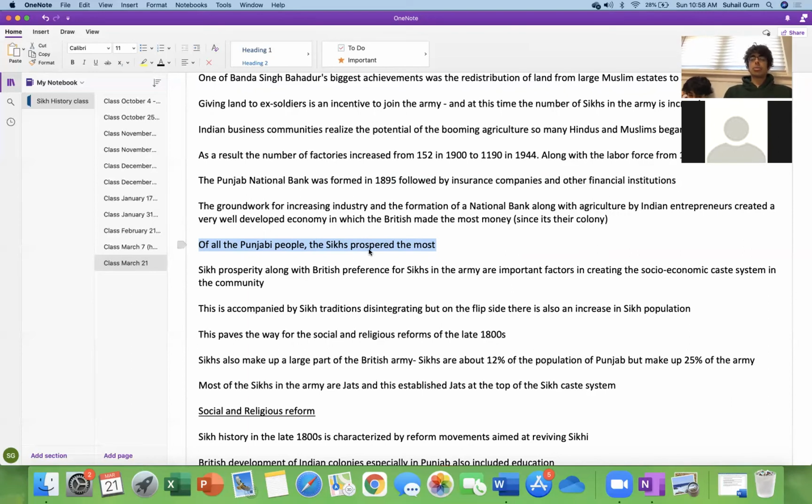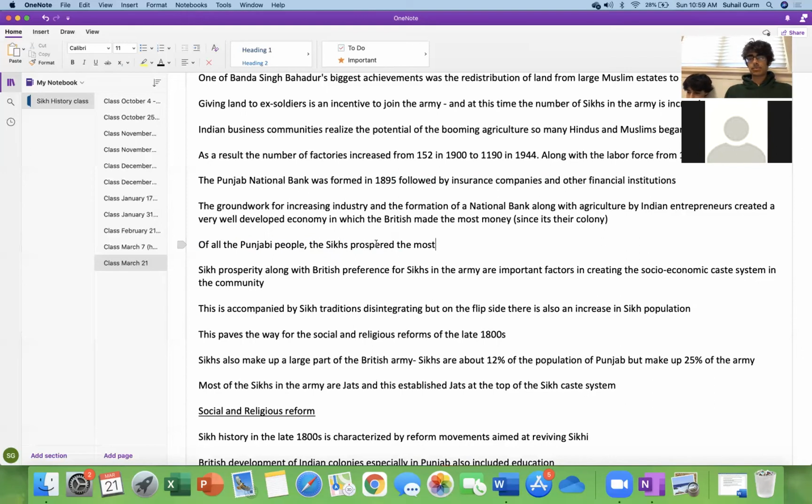So the Sikhs end up prospering the most, and even in the army itself, there's actually spots reserved for Sikhs only. So they want to recruit as many from the martial races, as we talked about before, which the Sikhs are a part of. So you guys remember martial versus non-martial races? Probably remember what they were?